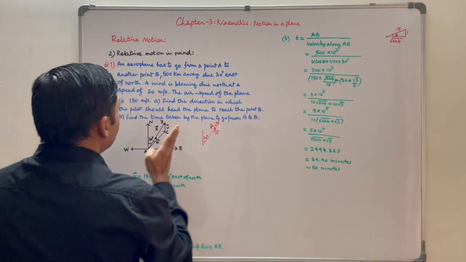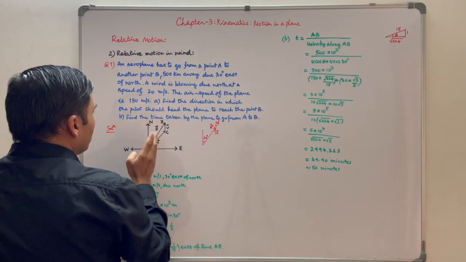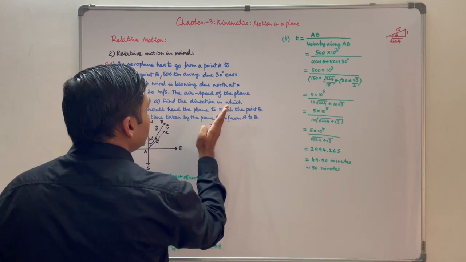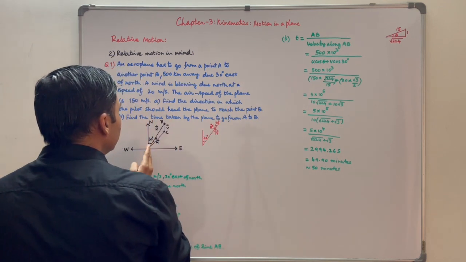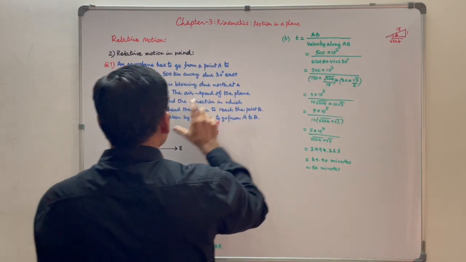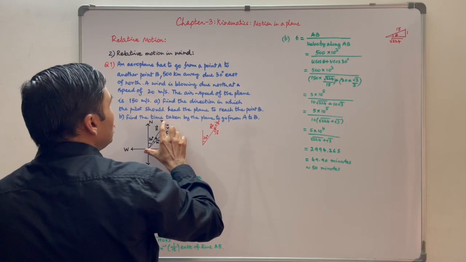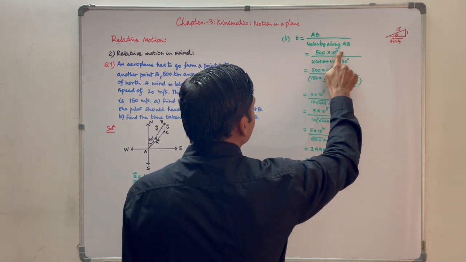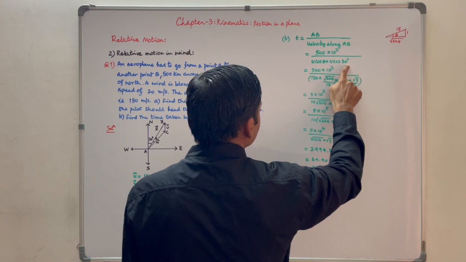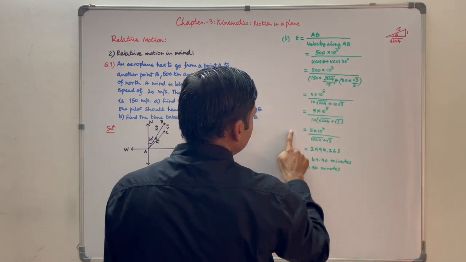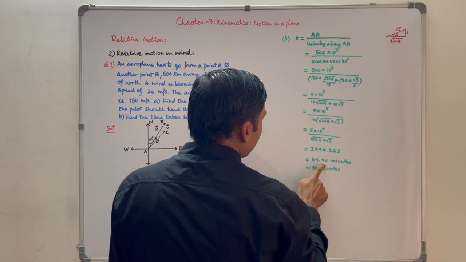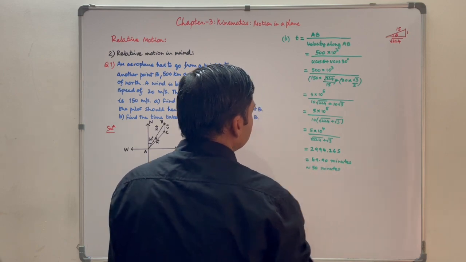Part B. Now adding these two components, U cos theta and V cos 30 degrees, will help the plane reach the target. So T is equal to AB upon the sum. AB is given as 500 kilometers. So T equals 500 into 10 to the power 3 meters upon U cos theta plus V cos 30 degrees. After calculation, T comes out to be approximately 49.9 minutes or 50 minutes.